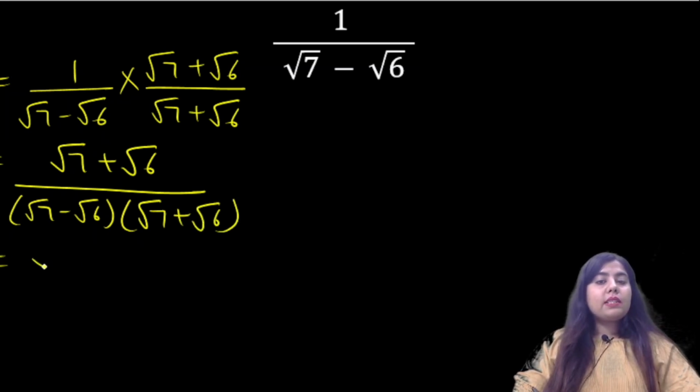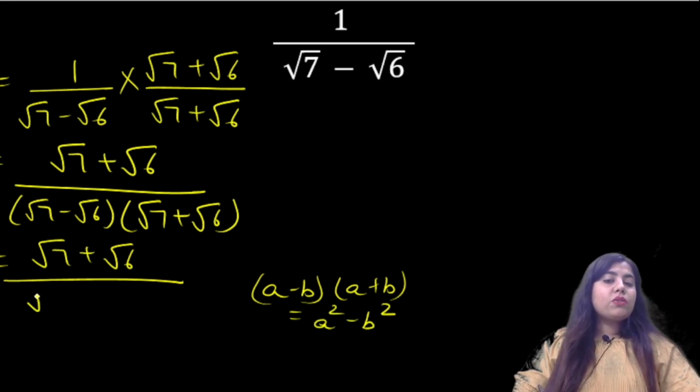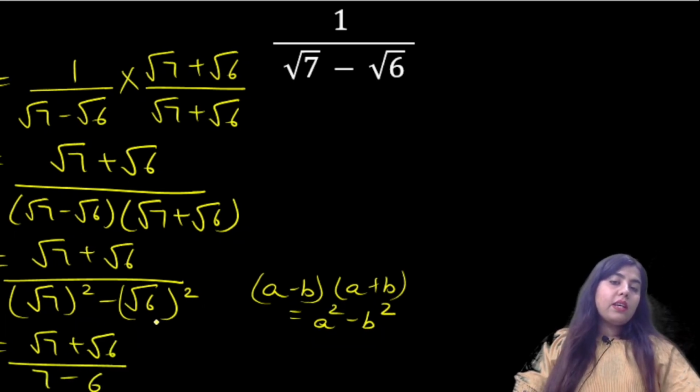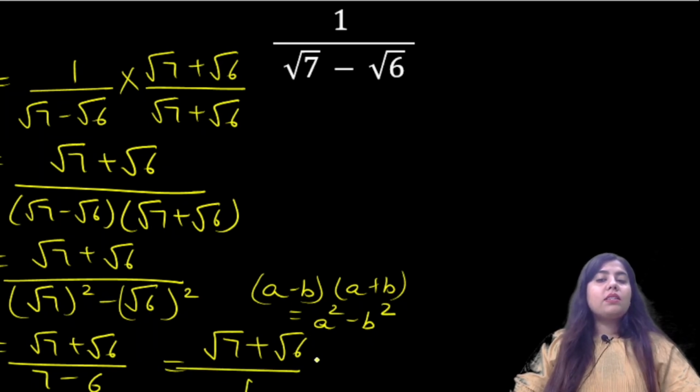Now numerator as it is root 7 plus root 6 by a minus b into a plus b, it is equals to a square minus b square. So it is root 7 square minus root 6 square. So it is equals to root 7 plus root 6 by 7 minus 6. Root 7 square is 7. Root 6 square is 6. It is equals to numerator as it is root 7 plus root 6 by denominator is 7 minus 6 means 1. So answer is root 7 plus root 6. This is our answer.